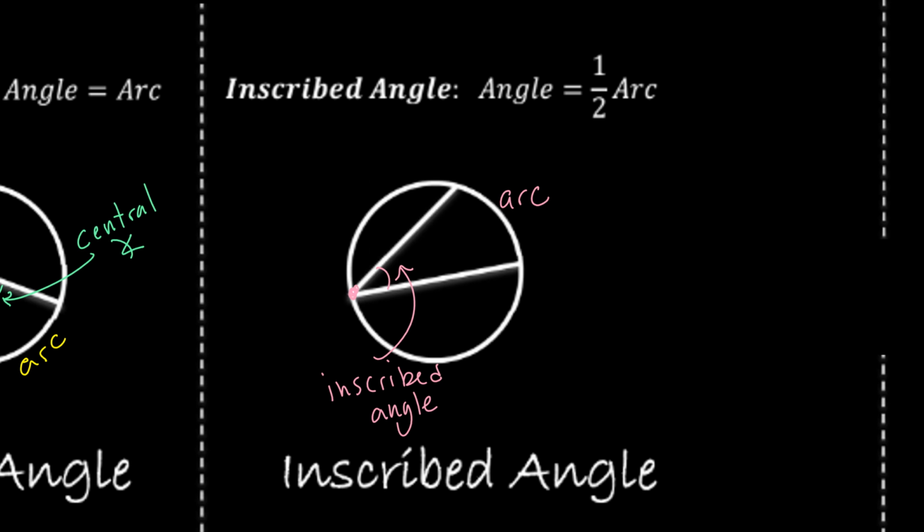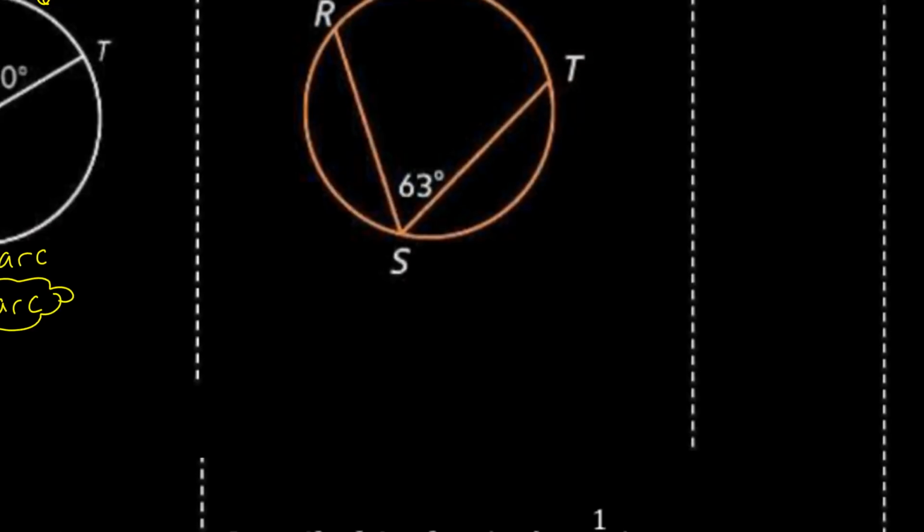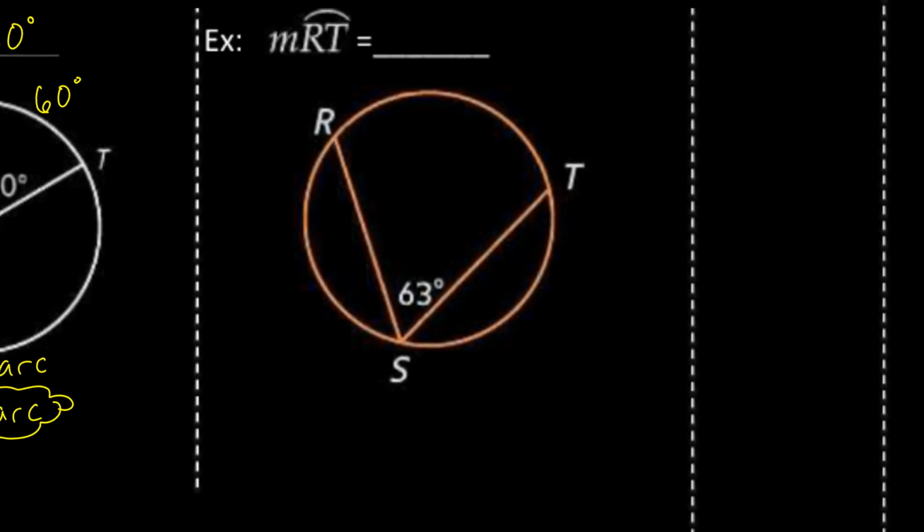And then if the angle is 100 degrees, what is the arc? 200, good, you got it. So up here, we're given an inscribed angle of 63 and it says find the measure of arc RT. What do we do here?